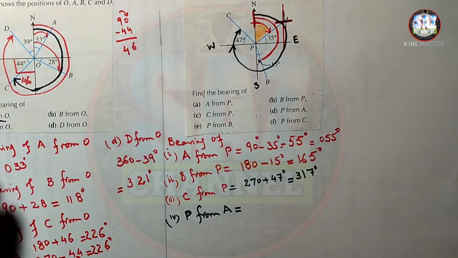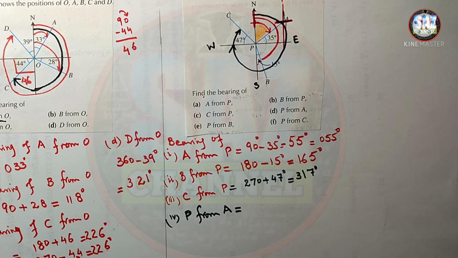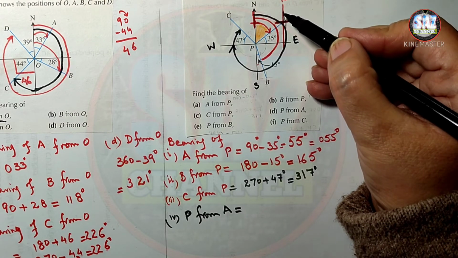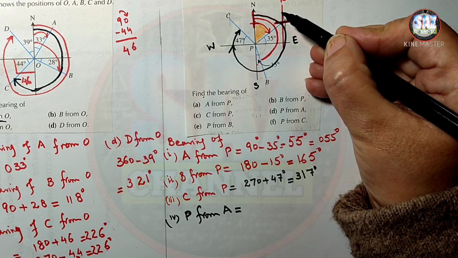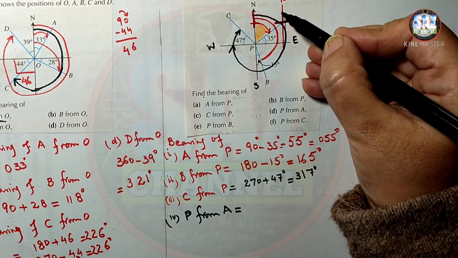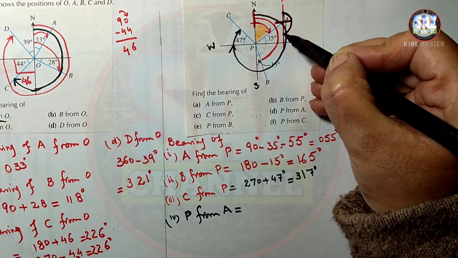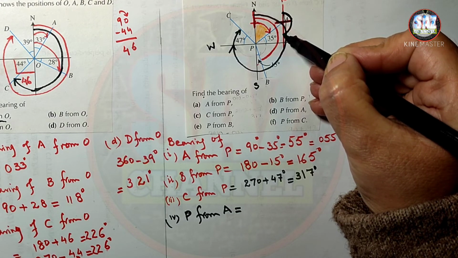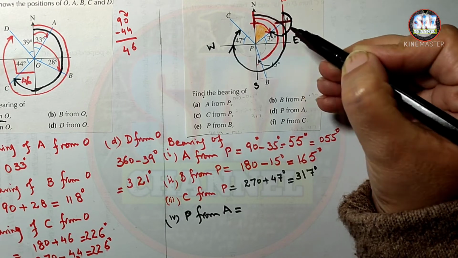This is the north. Now I have to start the movement from A, and I have to stop at P. So look, students, if I am starting the movement clockwise, this is not the position of A. I do not have to stop at this place. I have to take a little more turn. I have to stop at this place.